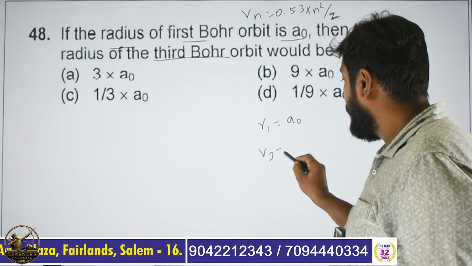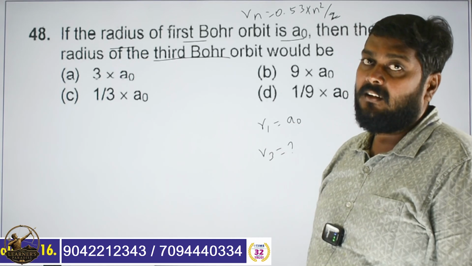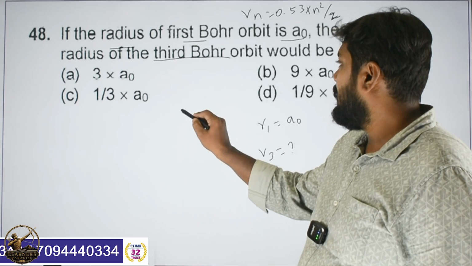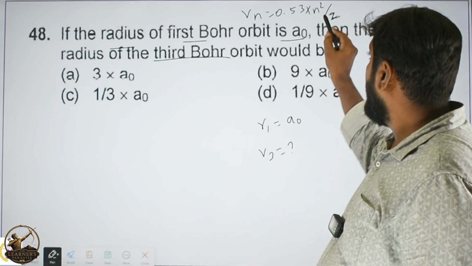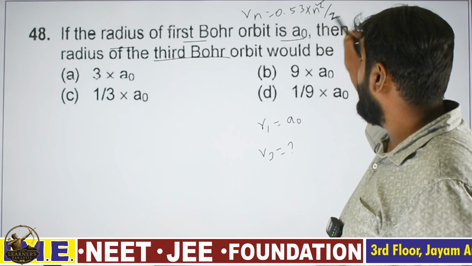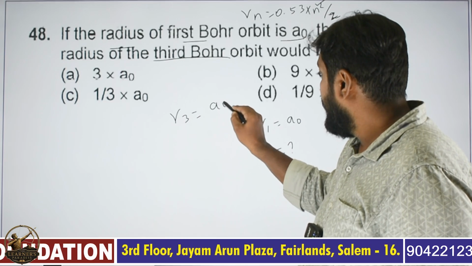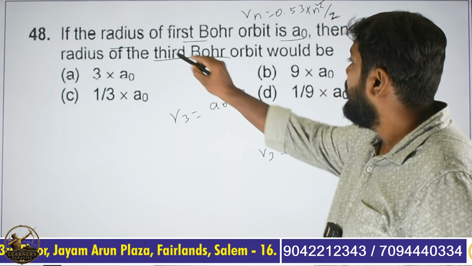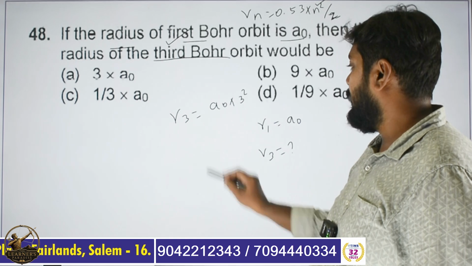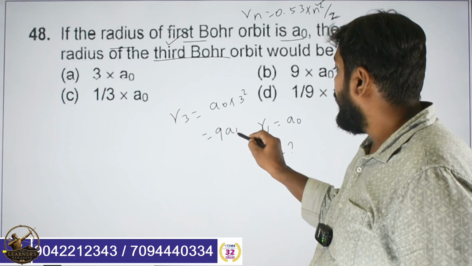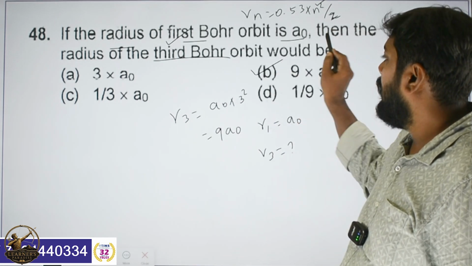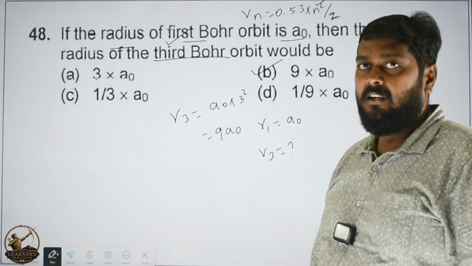You are asked to predict what? R3 என்னன்னு கேக்குறாங்க. So R1 A0 என்றப்போ நமக்கு என்ன மாற போகுது? n will change, z is going to be same. அப்போ R3 which is equal to A0 into n is 3, இல்லையா? third orbit னு சொல்லிட்டாங்களா? So 3 square, then it is going to be 9 A0. அப்போ option is going to be your second one, right?